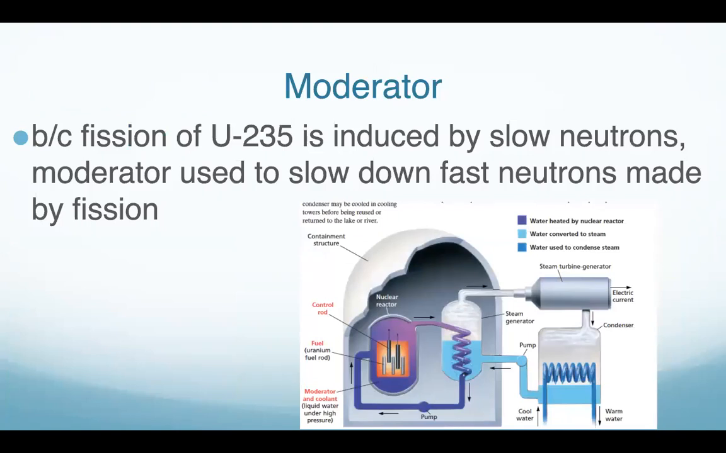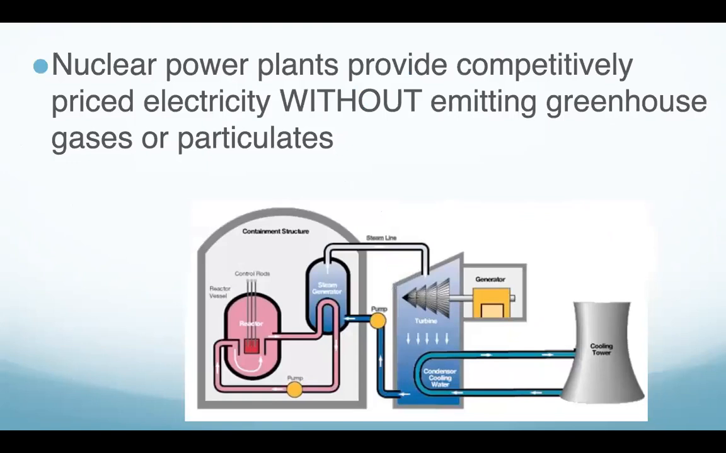Okay, I've mentioned already that the moderator, which is liquid water, is used to slow down fast neutrons. Nuclear power plants provide competitively priced energy without emitting greenhouse gases or particulates.